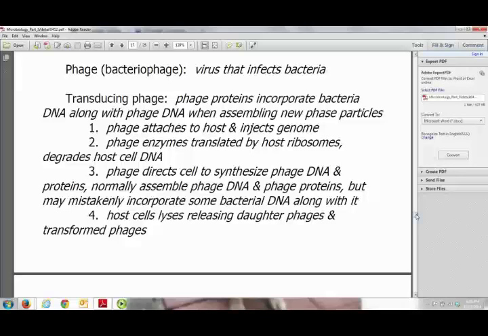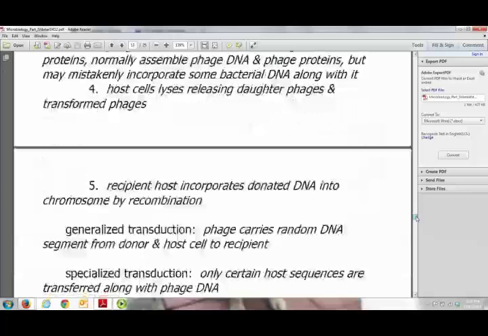Then the host cell will lyse and it will release daughter phages and the transformed phages. So this will allow some of the normal phage to be passed on, but also these transformed phages that have some bacterial DNA that will go on to infect other cells. The recipient host incorporates the donated DNA into the chromosome by recombination.